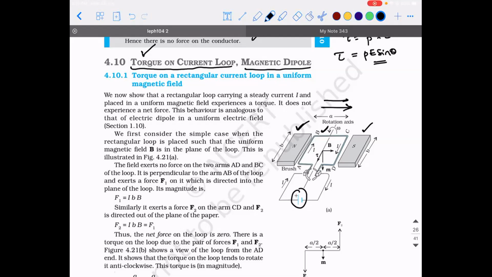Okay. So the dimensions of the coil are like this. From B to C, the distance is A. From C to D, the distance is B. Okay. So having these 2 points in mind, I would like to show and explain how it works.